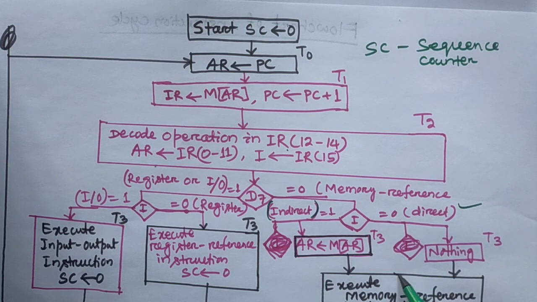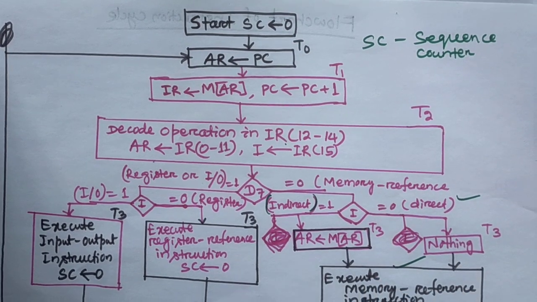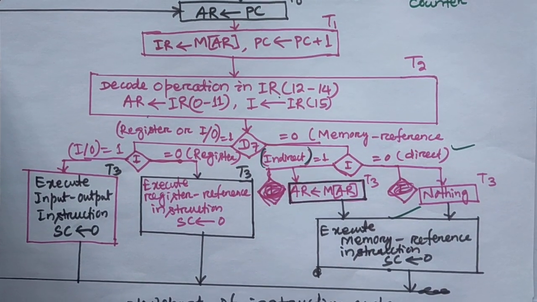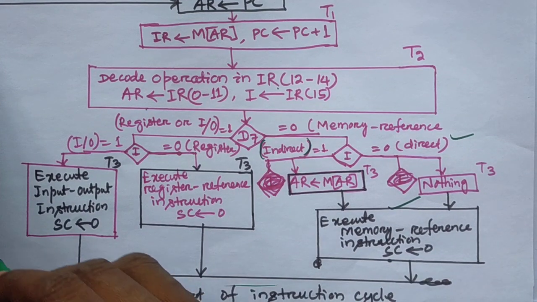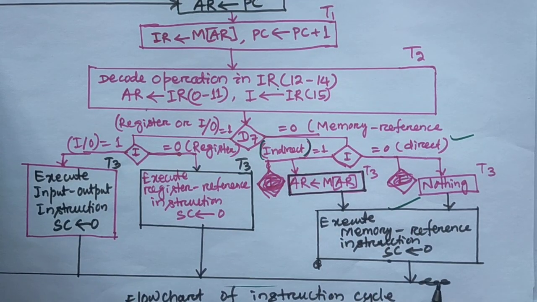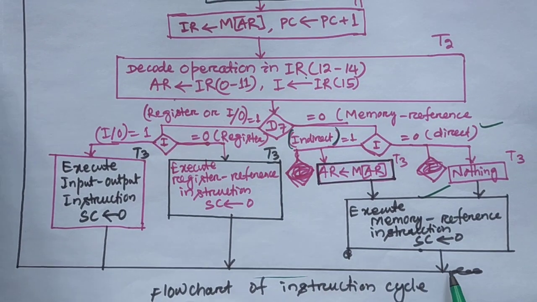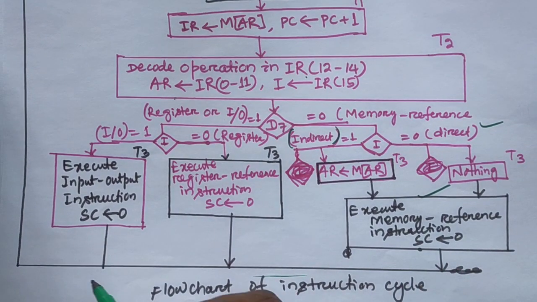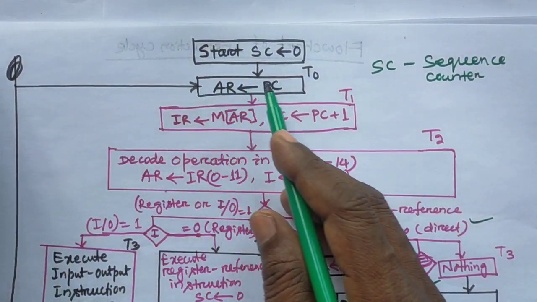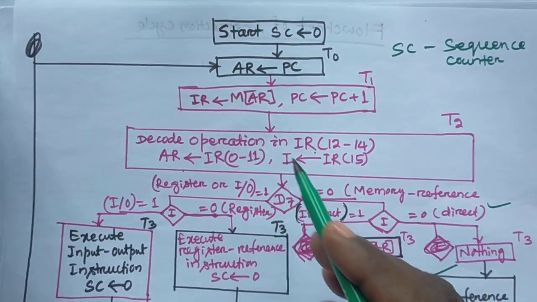You see, this part will be over if we go through memory reference. After that, it connects directly back to the start, and it is repeated a number of times. I can show you how it is repeated. Very simple: once you have completed, you go back here and that part is repeated. This is the basic concept.